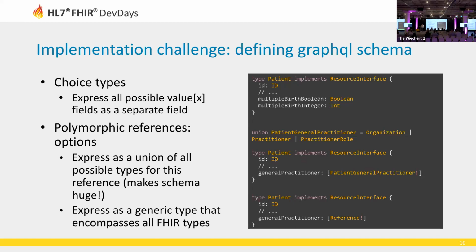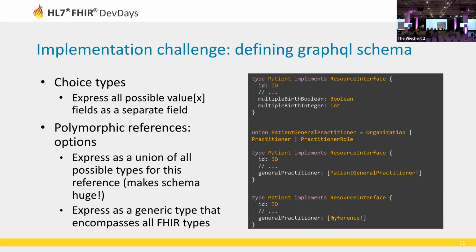And for polymorphic references, there are two ways to do this, or at least two ways that we know of. One is that you can explicitly union all the types together. You can create a type that's a union, and then use that union in your patient schema. Another way is that you just have a generic type that we call reference, and this represents all the possible resource types. The union type is probably better because if you are a client and you write general practitioner and you try to request something that doesn't make sense, like claim, then the GraphQL server will tell you that doesn't work.